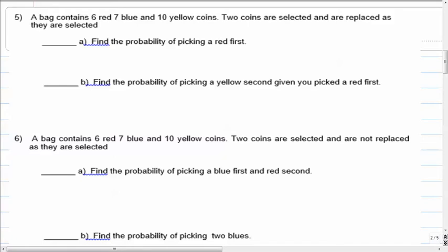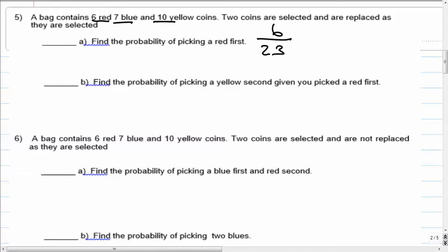Well, when I go to pick the first coin, my world consists of 6 red, 7 blue, 10 yellow. Definition of probability is how many ways can I do it? 6 ways. How many ways can I do anything? 23. 6 over 23. You take care of reducing fractions to lowest terms if that's what you have to do.